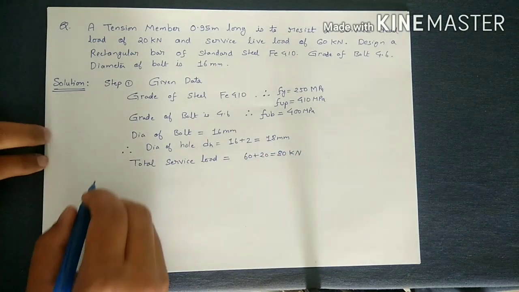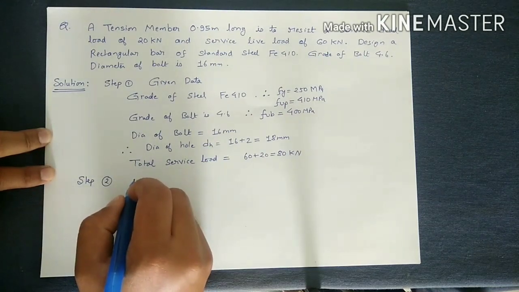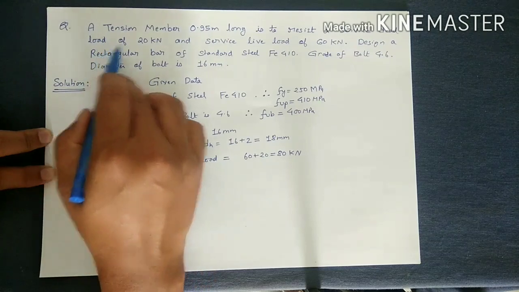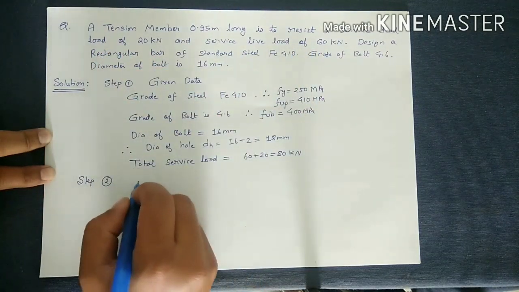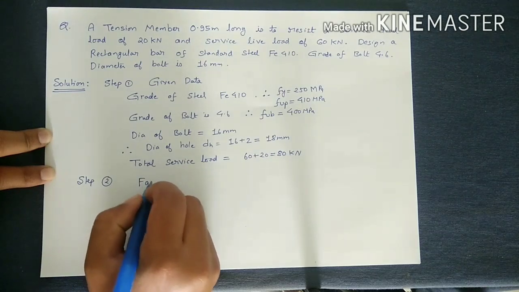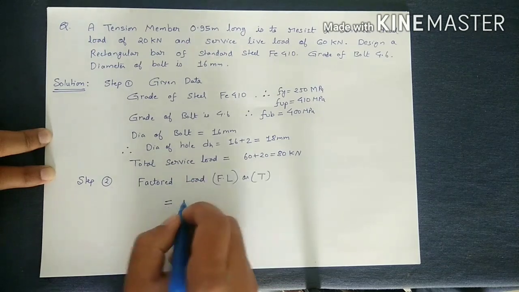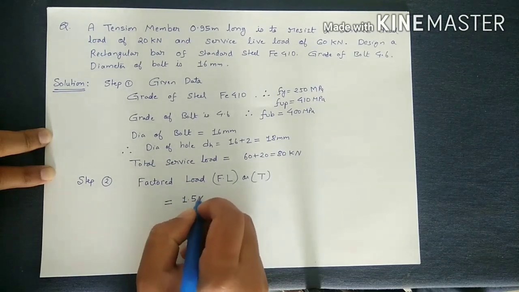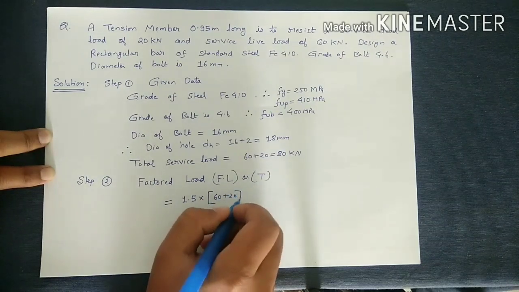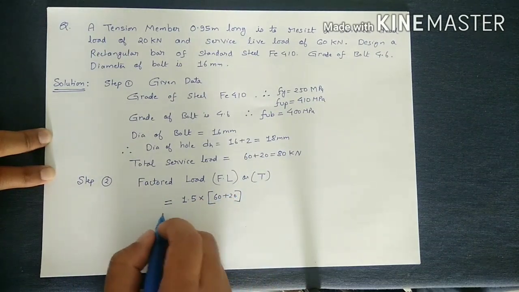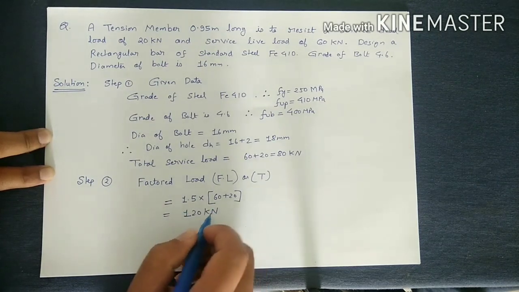Now let's go to step number 2. We have to find the factored load. As these loads are not factored, therefore factored load will be 1.5 into total service load, that is 60 plus 20. On solving this, it comes to 120 kilonewton.